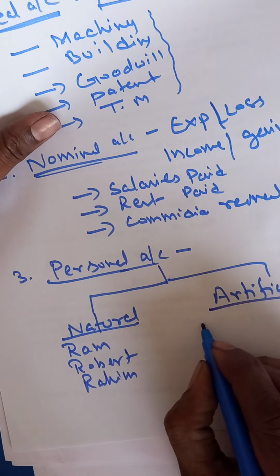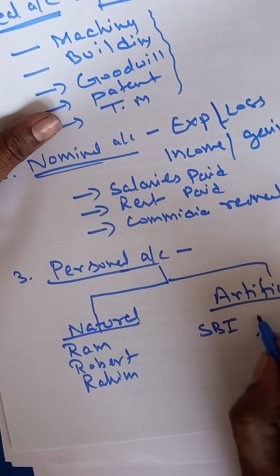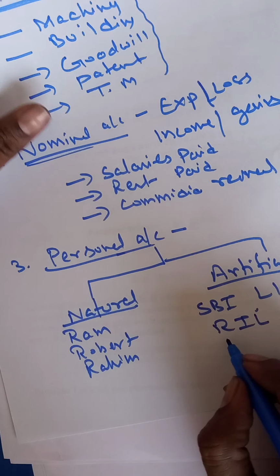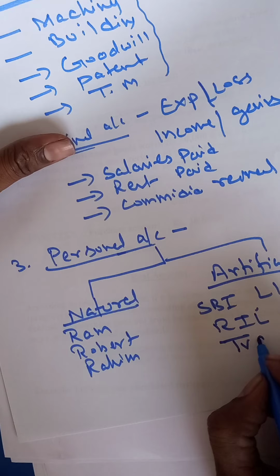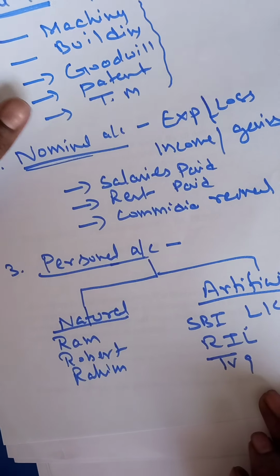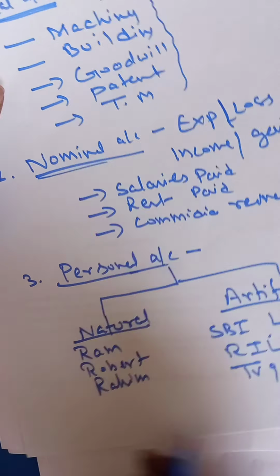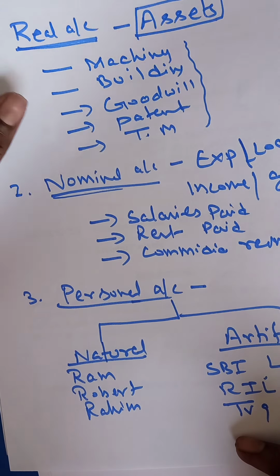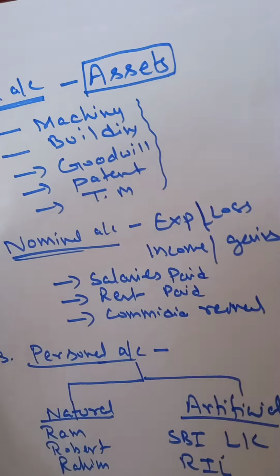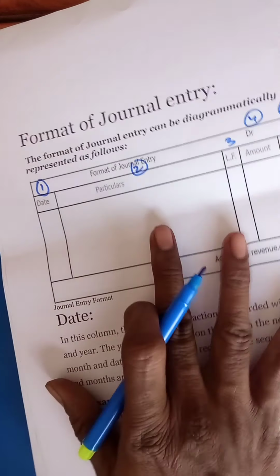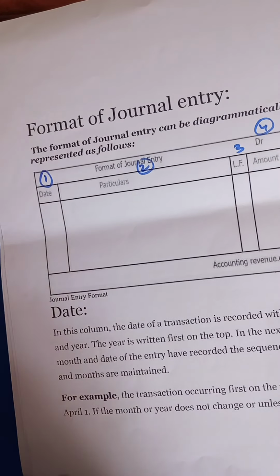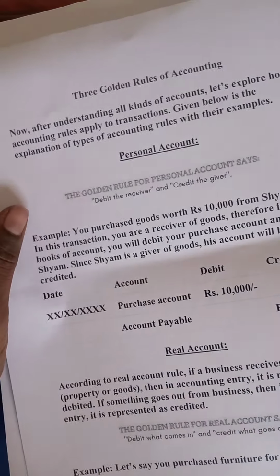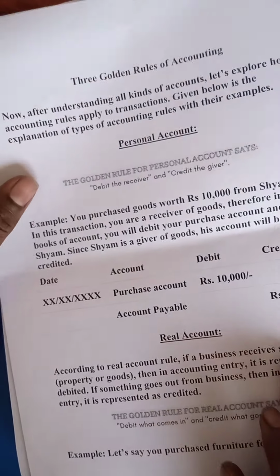Artificial persons means like we have to deal with the SBI, Life Insurance Corporation, Reliance India Limited, TV9. So these all are the artificial persons. When a company deals with persons, it comes under personal account. Why have I classified the accounts? While writing the journal entries, we have to know the classification of accounts. After classification, we have to know the rules of the accounts. So let's come to the rules of the accounts.